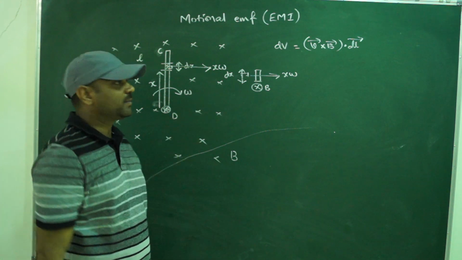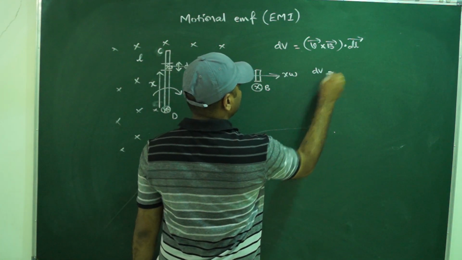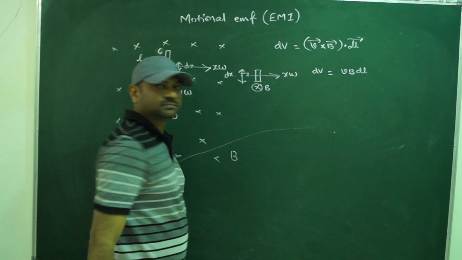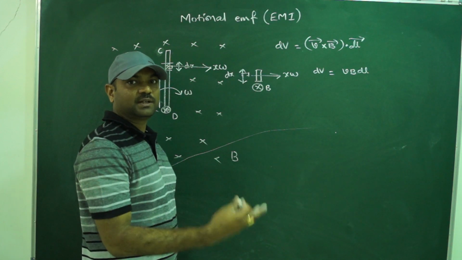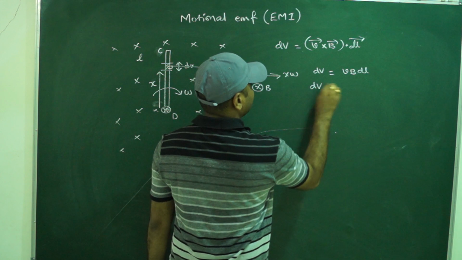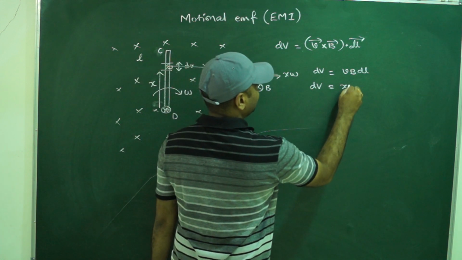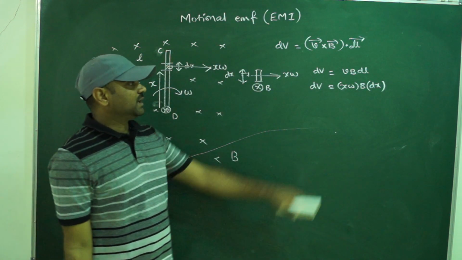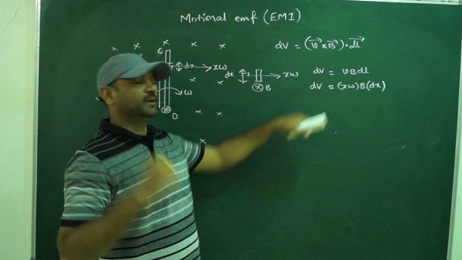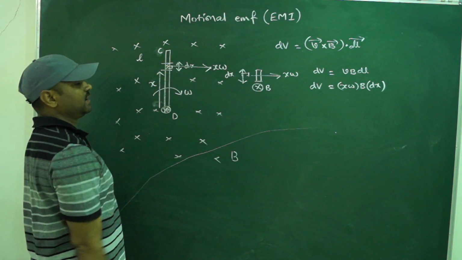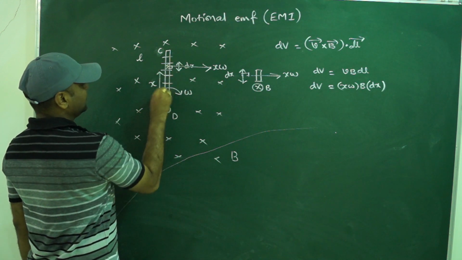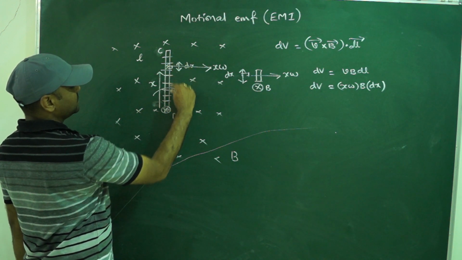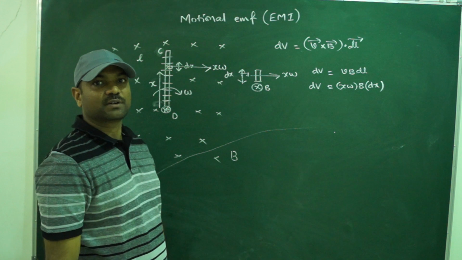Whenever these three are mutually perpendicular, we know that the potential difference across the small part is equal to VB dl, which we derived earlier. So dV is equal to, now velocity is x omega, magnetic field is B, and length of the small part is dx. So ultimately this is the potential difference across the small part of the rod, but we require the potential difference across the entire rod. That means if I consider the rod as different small parts, and add the potential difference across the first part, second part, third part, and so on, I'll get the total potential difference across the rod.